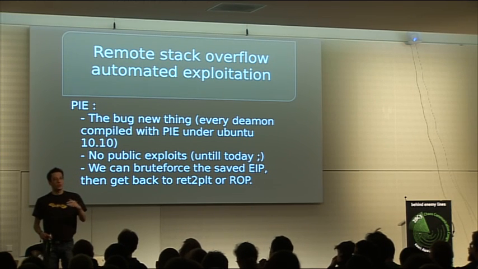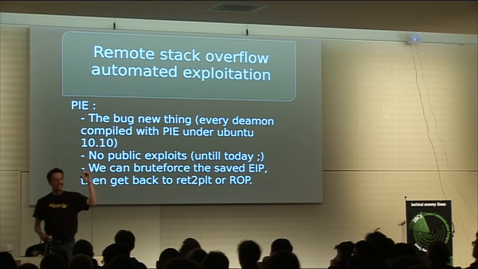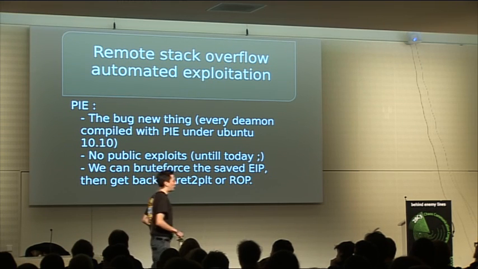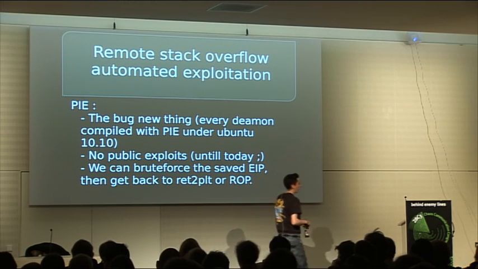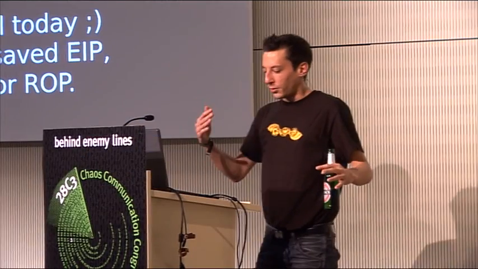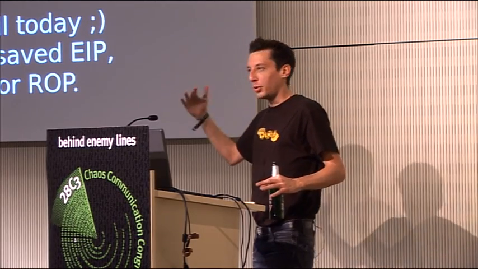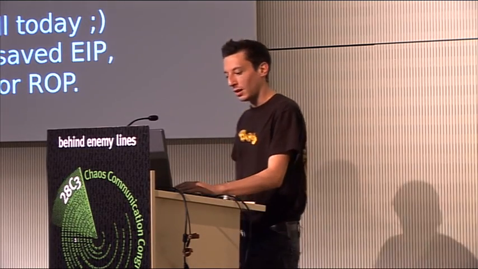And if I find this return address, I get the base address of the main binary, and if I get the base address of the main binary, I have the PLT of the main binary, the whole executable of the main binary, and I'm back to what we know how to do: brute force, return to PLT or ROP. Enough bullshit, let's have a demo.